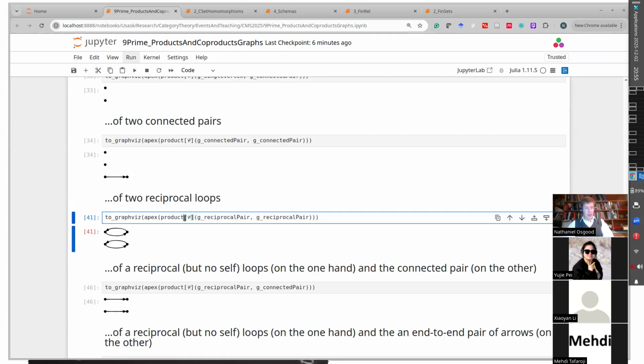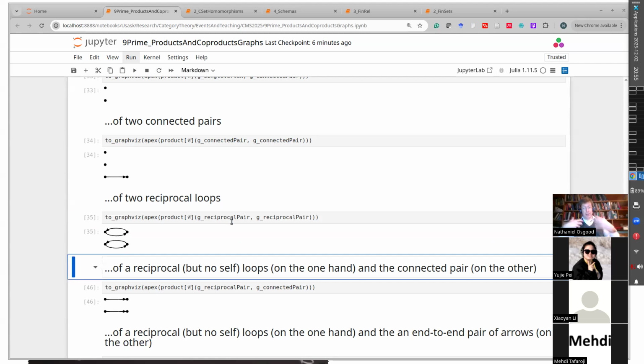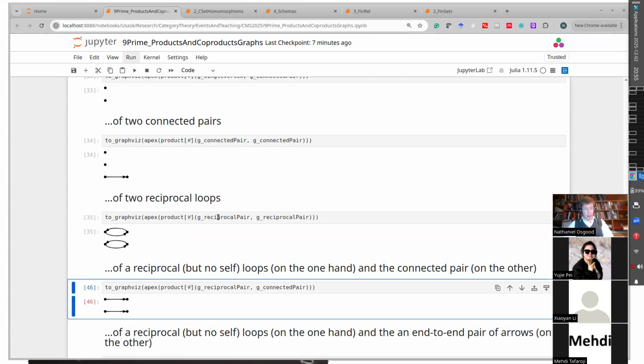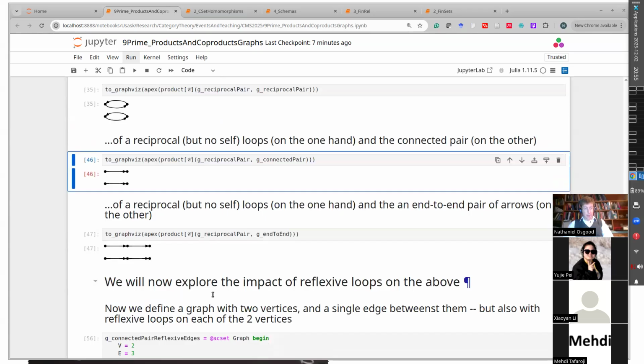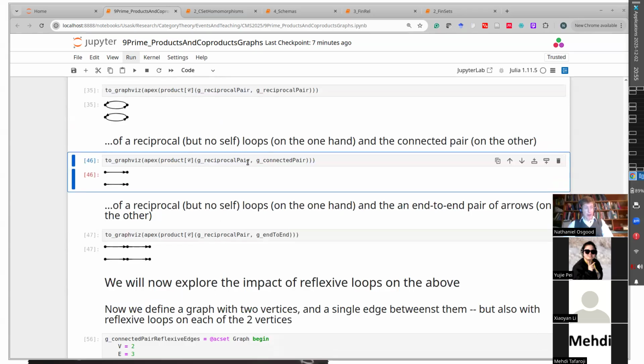Okay. Let's look at the reciprocal pair. The reciprocal pair is kind of nice because there are edges in each way. But in this case, it's still equal to the coproduct, isn't it? Okay, we've got to keep on moving. Reciprocal pair and connected pair.